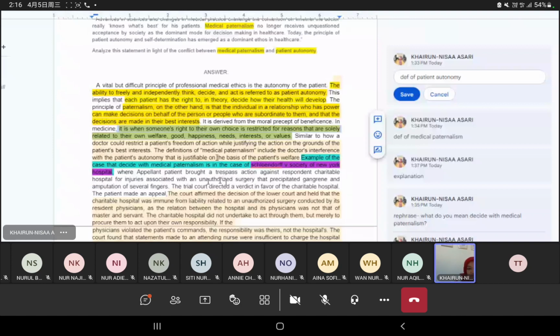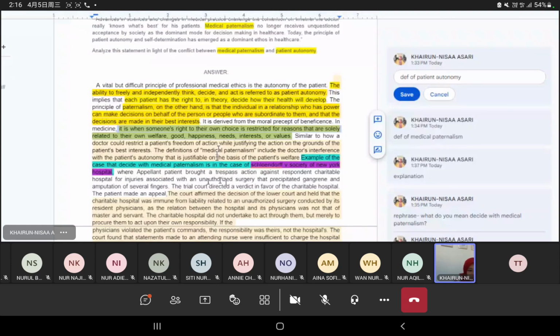How can you illustrate medical paternalism? It's when a doctor makes a decision with regard to a patient's well-being because he thinks that this might be good for the patient's health. Let's say the doctor decides to perform an operation on a patient. That's medical paternalism. That's a very simple example. Or if you don't have any idea, you can give a very brief example referring to any case.